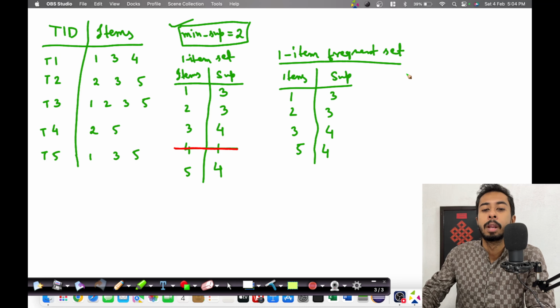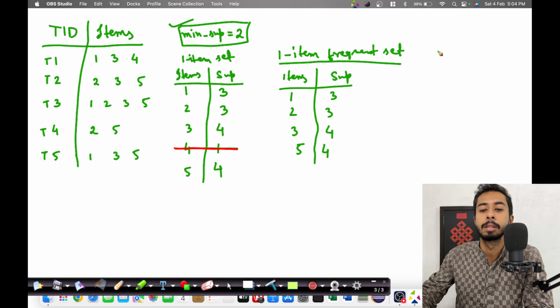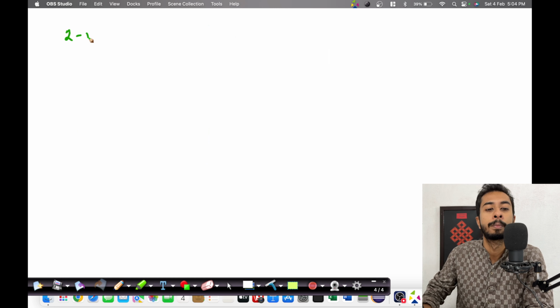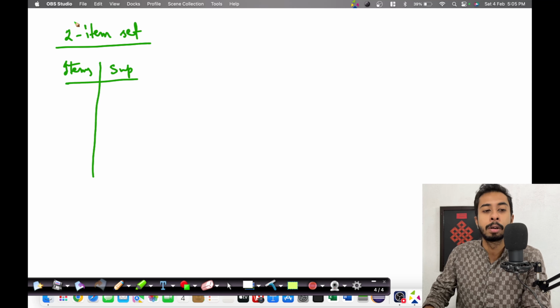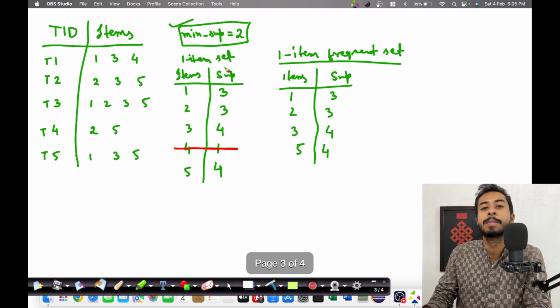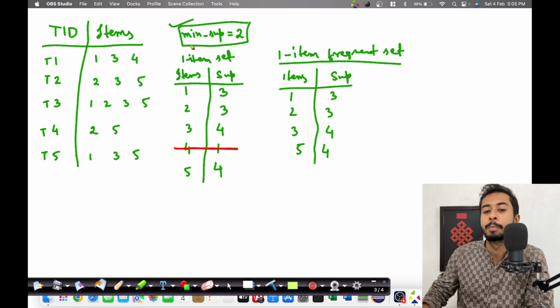Now after having built up this table, the next step is to find out the two item set. Let me take another page. So, two item set. First is items and second is support. Two item set means we'll take two items at a time as a set, and then I'll find out the support like that.